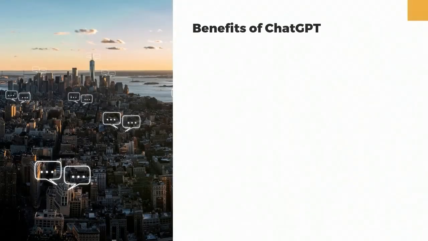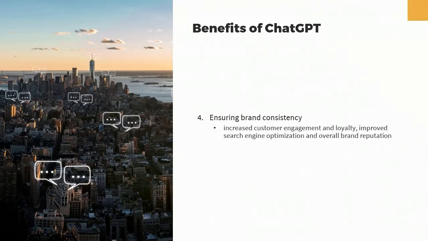ChatGPT can even be trained on a specific brand voice and tone, which can help to ensure brand consistency across all of an organization's public communications, marketing content, articles, blog posts, website content, and social media updates. In turn, this can lead to increased customer engagement and loyalty, improved search engine optimization, and overall brand reputation.